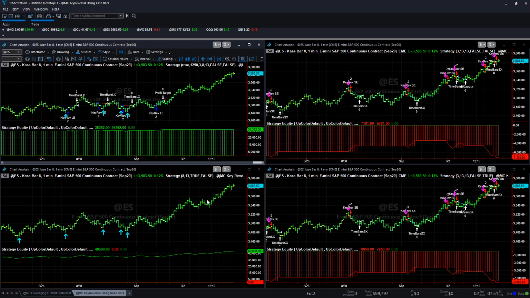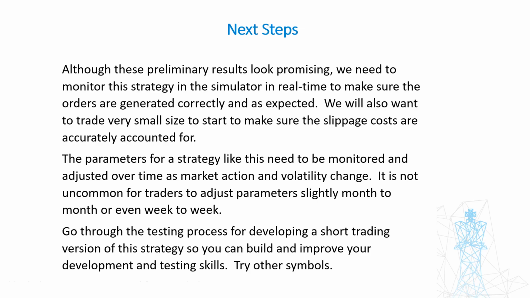All right, let's go back to PowerPoint and see what comes next. So the preliminary results here look pretty good. And so the next step would be to monitor this strategy in the simulator to make sure that it is generating orders the way we expect it to and that the performance is consistent with what we saw in the backtest. But eventually, we have to test this strategy with real dollars.